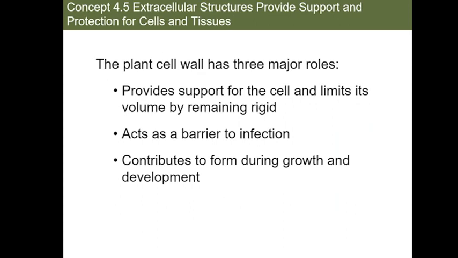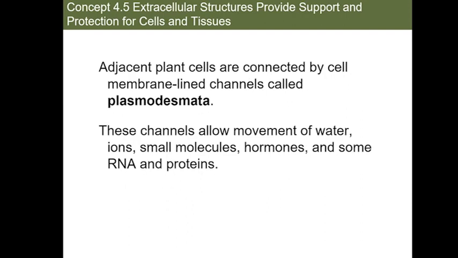The plant cell wall has three major roles. It provides support for the cell and limits its volume by remaining rigid. It acts as a barrier to infection. It contributes to form during growth and development. Adjacent plant cells are connected by cell membrane link channels called plasmodesmata. These are kind of like gap junctions in animals.